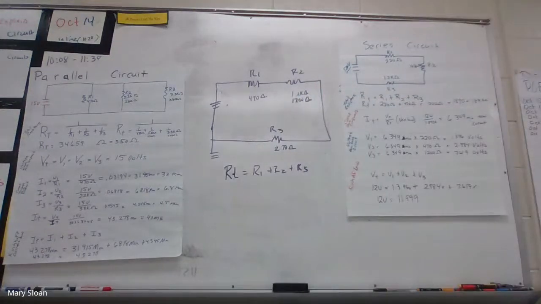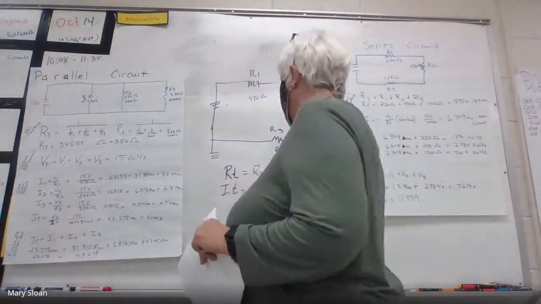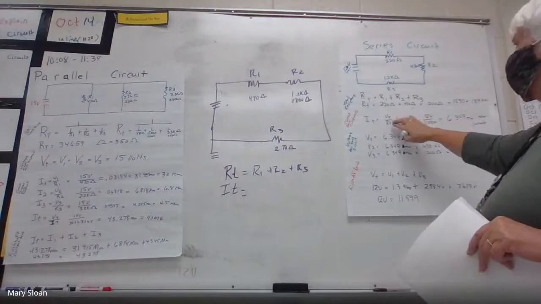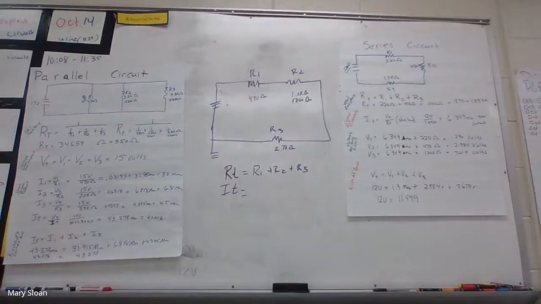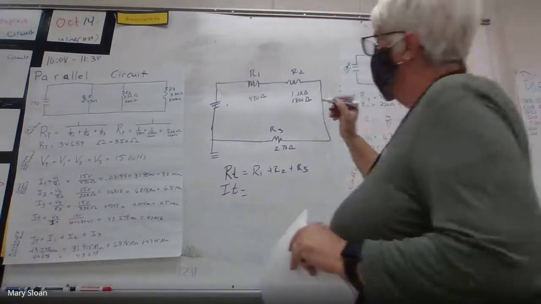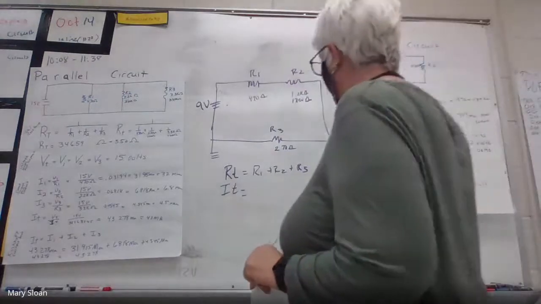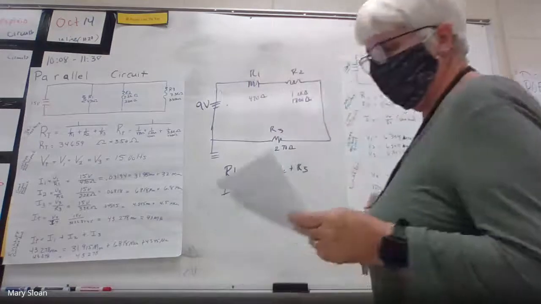So then the next thing it's asking you for is IT. Remember from over here, IT, you're going to have your voltage, right? Divided by your resistance. Does it tell us what the voltage is? Yes. It says 9 volts, doesn't it? Thank you, ma'am. All right. So go ahead and do that. You're going to do voltage by RT to find IT.